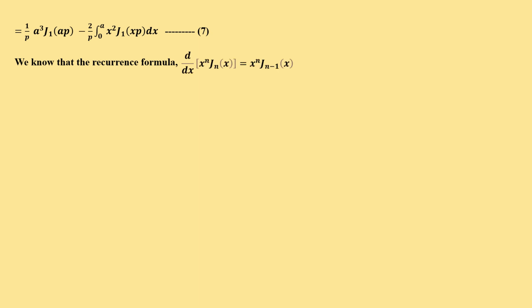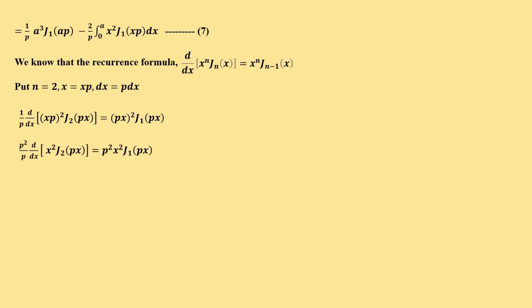We know the recurrence formula, d by dx of x power n jn of x is equal to x power n jn minus 1 of x. So here we are taking n equal to 2 and x equal to xp. So x equal to xp means taking derivative, dx becomes p dx. Therefore replacing d by dx becomes p dx, so 1 by p d by dx. So replacing x by xp and n by 2, we get xp square j2 of px is equal to xp square j1 of px, right? So p square by p d by dx of x square j2 of px is equal to p square into x square j1 of px.